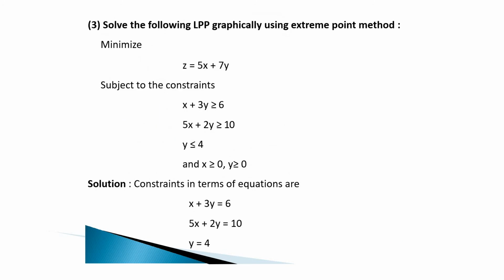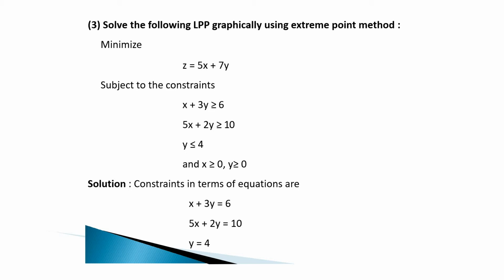Next problem: minimize z equal to 5x plus 7y subject to the constraints x plus 3y greater than or equal to 6, 5x plus 2y greater than or equal to 10, y less than or equal to 4, and x and y greater than or equal to 0.